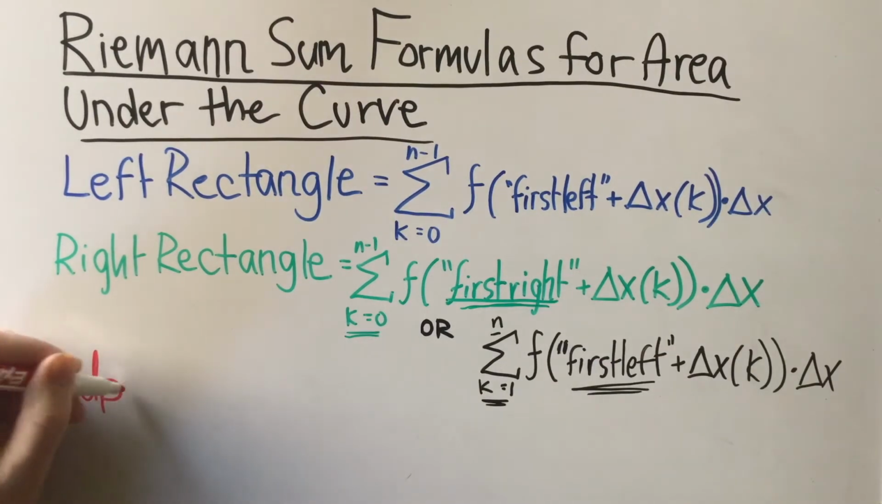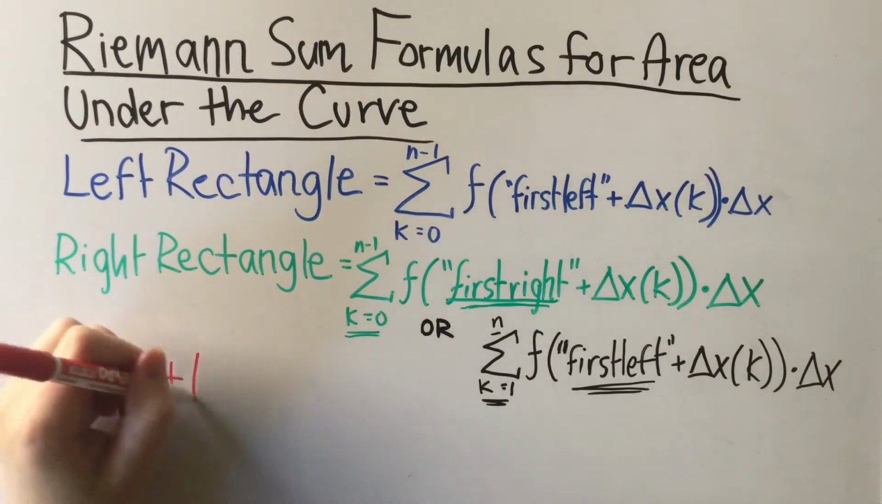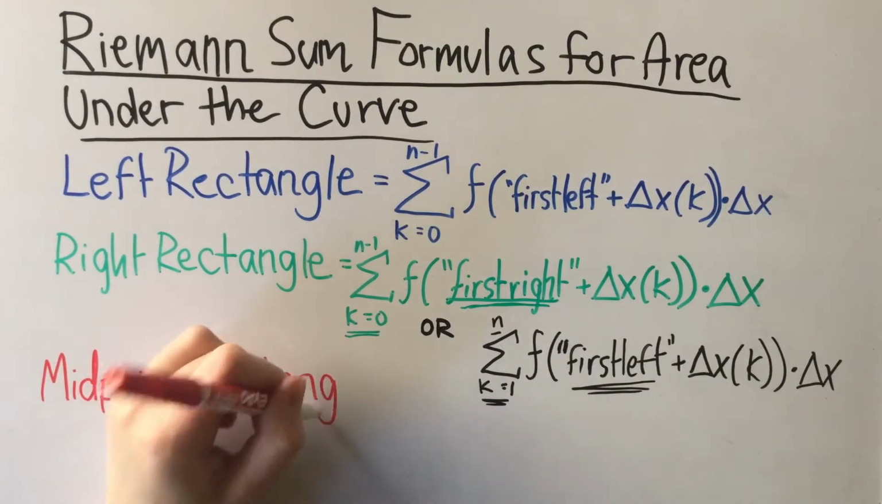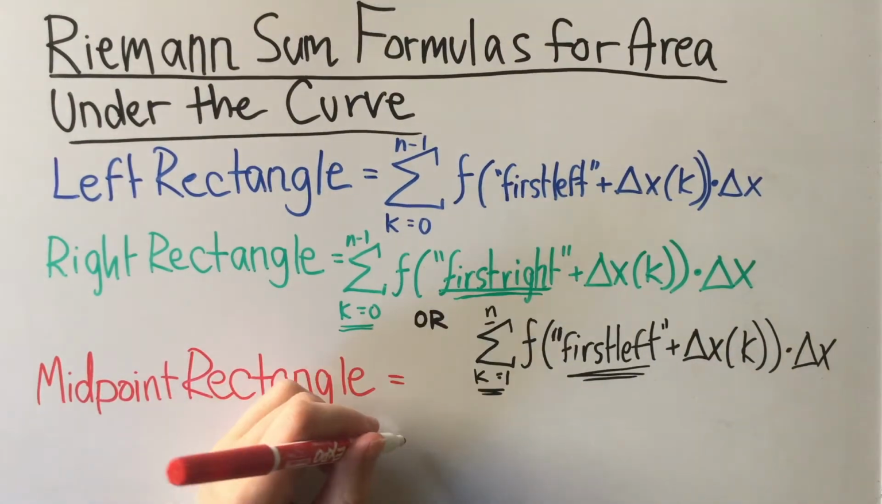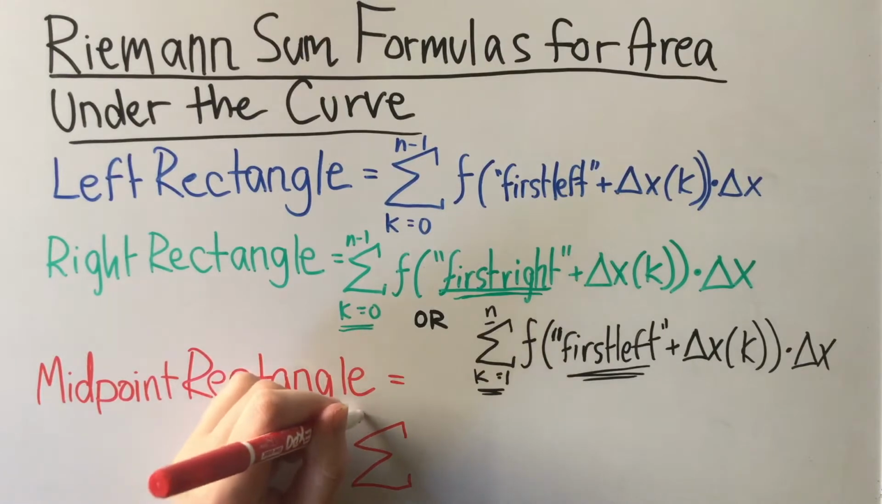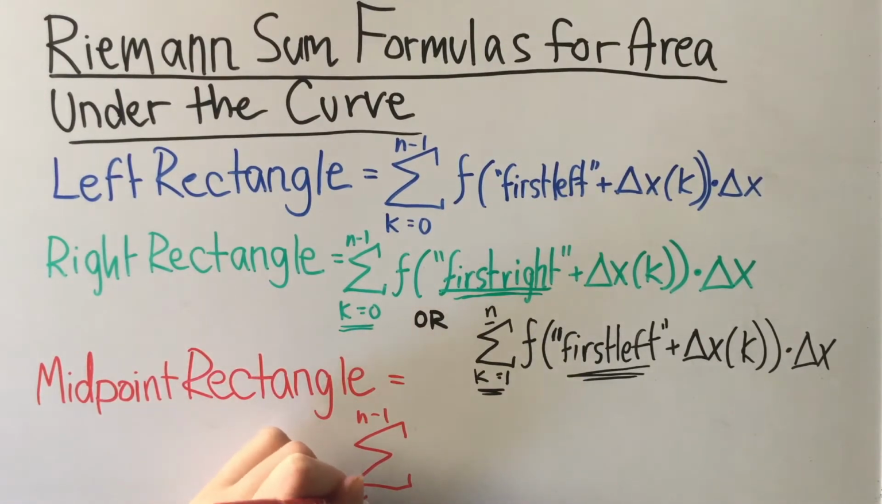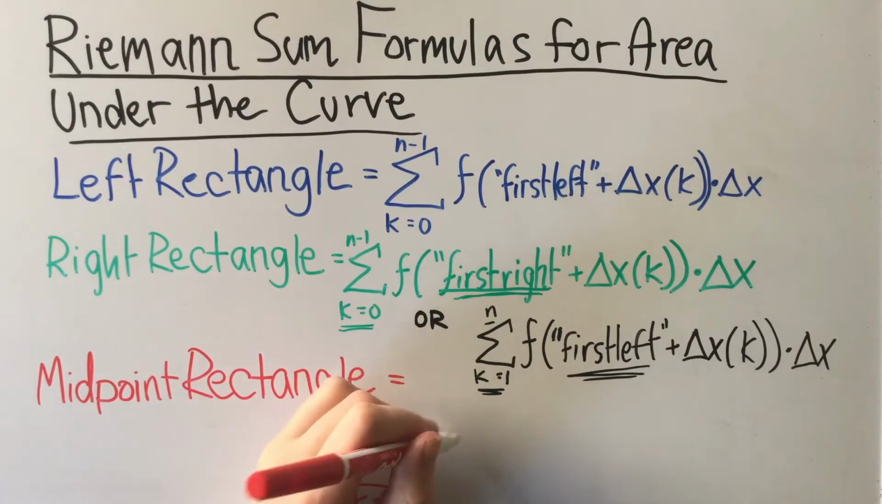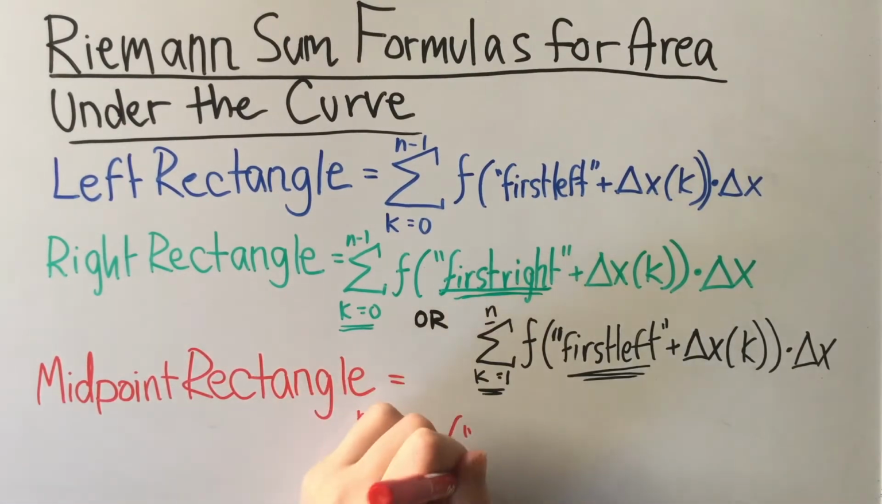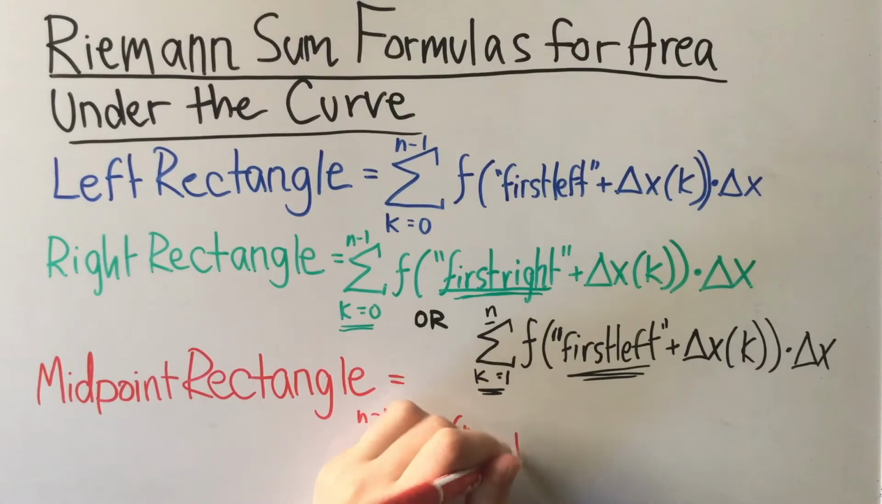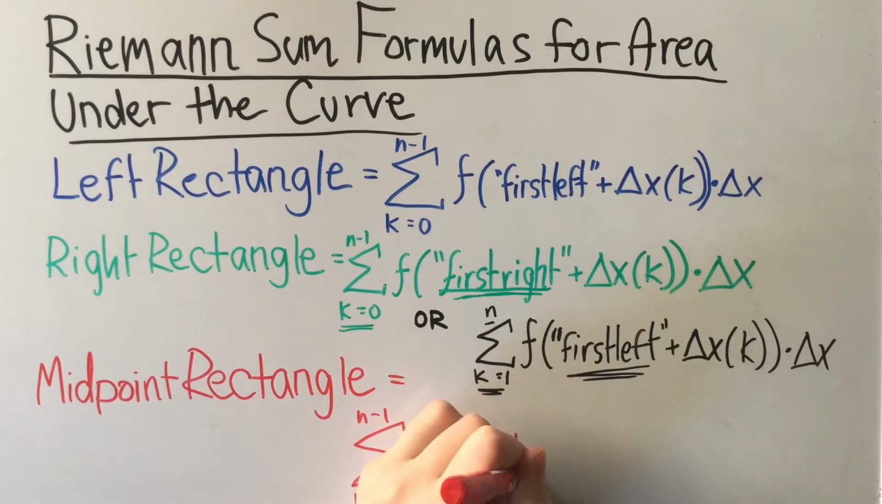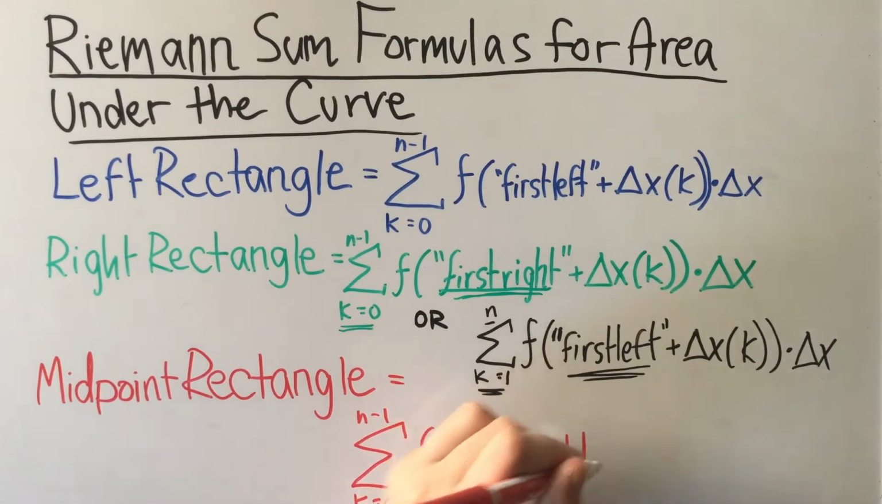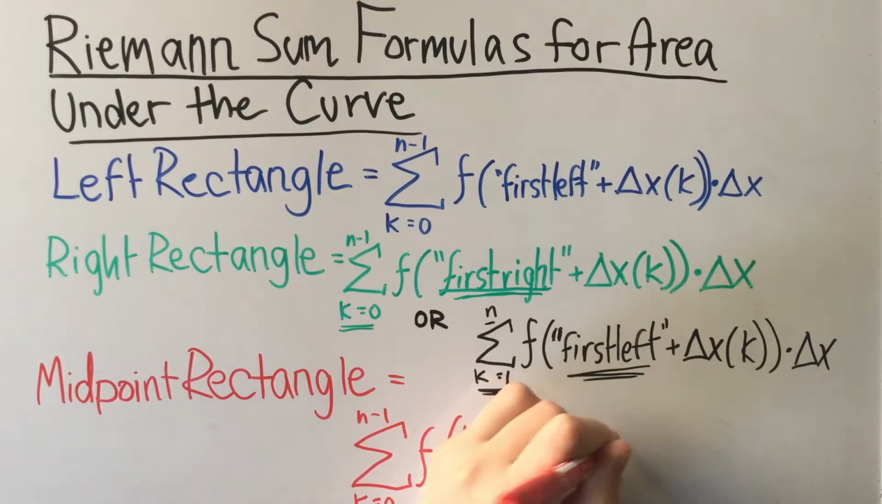Lastly, midpoint rectangle is a little different. So you keep the same setup as left rectangle. You have your sigma, you have your n minus 1, you have your k equals 0. But then, instead of your first left, you have your first middle, plus change in x times k, all times change in x. To find the first middle, you take your a value that you're given, and then you add it to your change in x divided by 2, because remember, it's a midpoint.